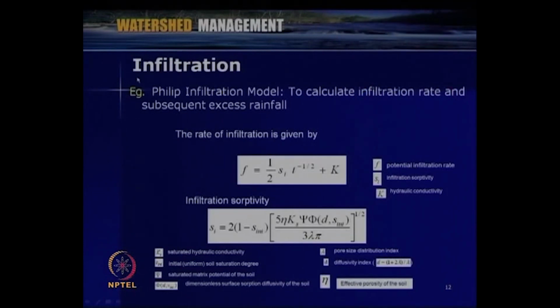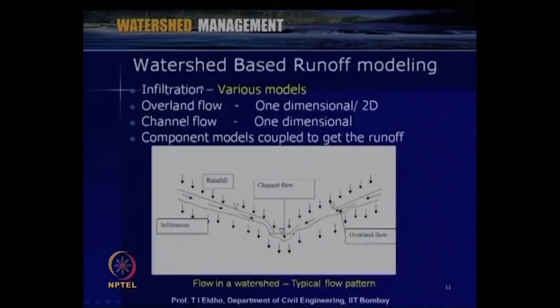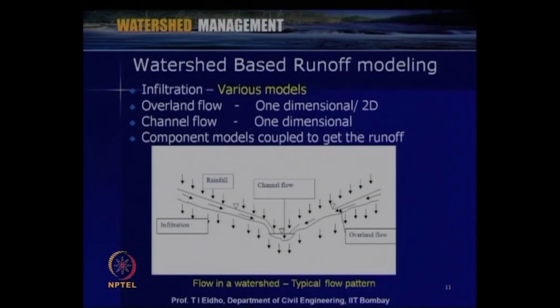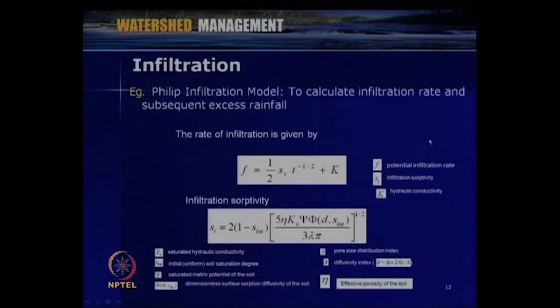Then as I mentioned, at IIT Bombay we developed a physically based model for rainfall runoff modeling for watersheds. The details we are going to discuss in the coming few slides. Here we developed the one dimensional, strip based model for overland flow, and the channel flow was one dimensional, diffusion wave based, and the overland flow was kinematic wave based. There are various details we will discuss in these few slides.